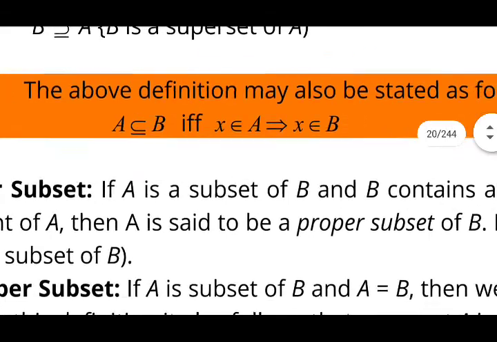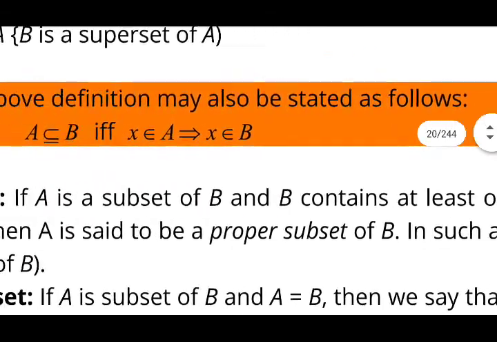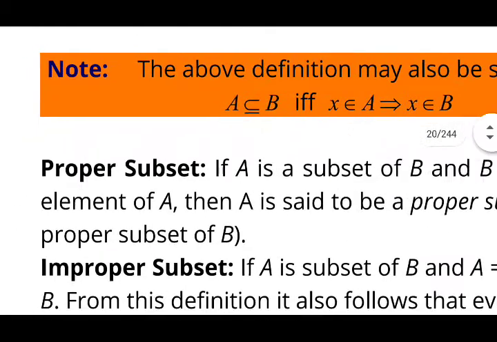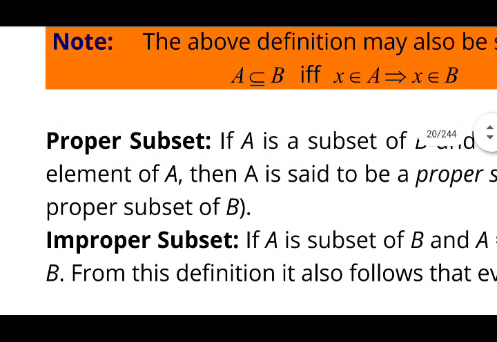The above definition may also be stated as follows. A is a subset of B if every element of A also belongs to B. X belongs to A implies X belongs to B, meaning every element of A belongs to B. Next are two definitions: proper subset and improper subset.